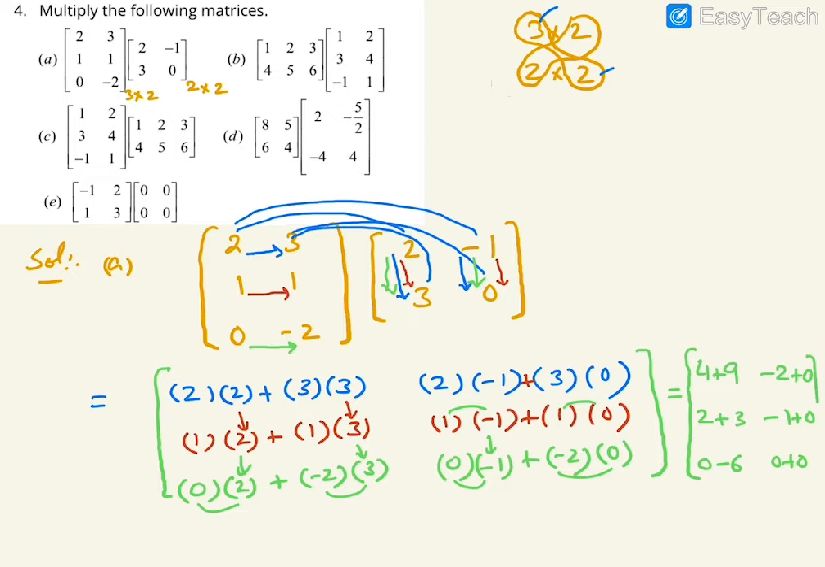So finally you will get 13, minus 2, 5, minus 1, minus 6 and 0. What is the order of this matrix? The order of this product is 3 rows and 2 columns, which is required. So this is your answer.